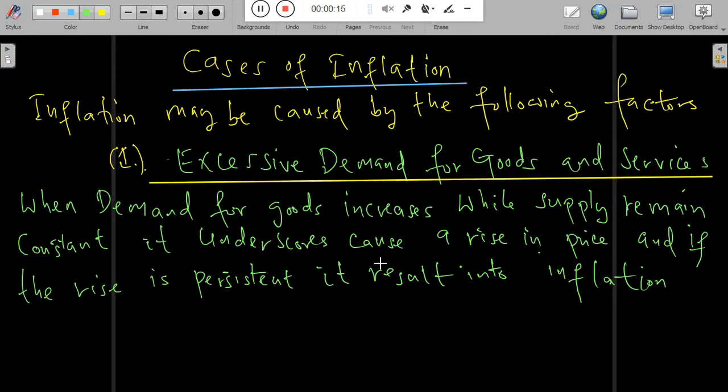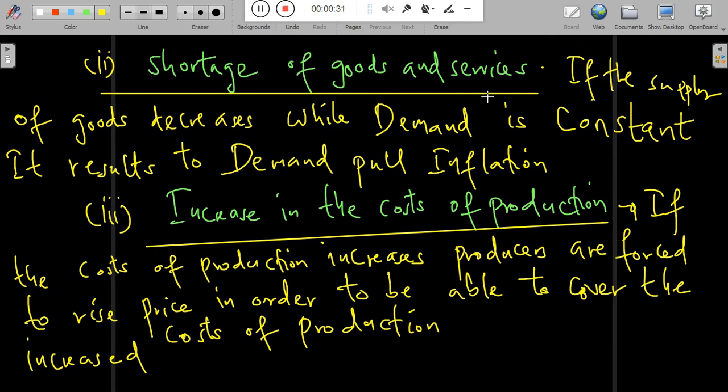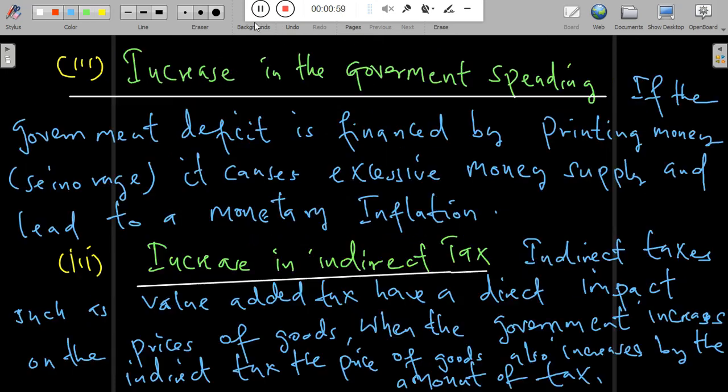Let's look at the causes of inflation. Inflation may be caused by the following factors. One, excessive demand for goods and services. Two, shortage of goods and services. If the supply of goods decreases while demand is constant, it may result in inflation, but also an increase in the cost of production. If the cost of production increases, producers are forced to raise prices in order to cover the cost of production.